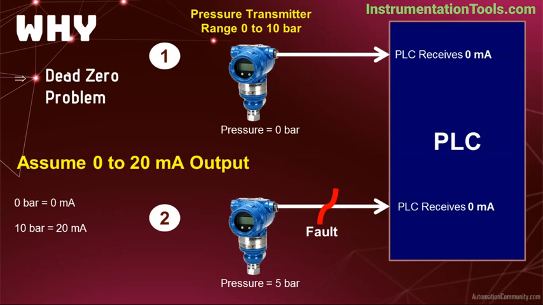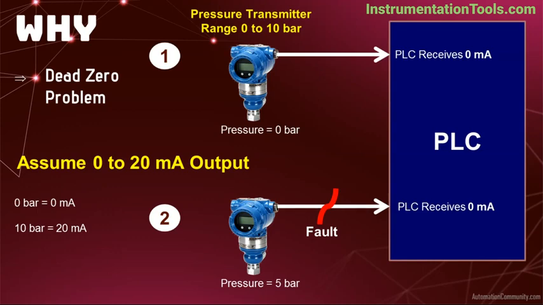Because of the broken wire, the PLC has 0 mA at its input instead of 12 mA. The PLC thinks that it receives 0 mA and displays 0 bar pressure to the operator, but in reality, it has to be 5 bar pressure. This is the dead zero problem. If the transmitter or loop is dead due to any reason, the PLC shows faulty readings.